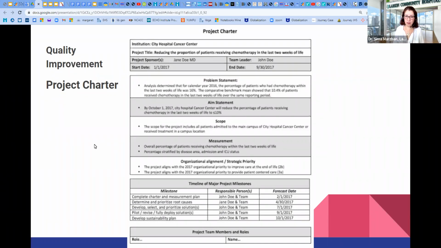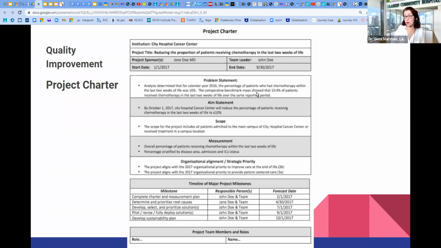This is an example of a quality improvement project charter. You see here, the institution is City Hospital Cancer Center. The project title is reducing the proportion of patients receiving chemotherapy in the last 2 weeks of life. And for the problem statement, always use some facts. Let us review this. Analysis determined that for calendar year 2016, the percentage of patients who had chemotherapy within the last 2 weeks of life was 60%.